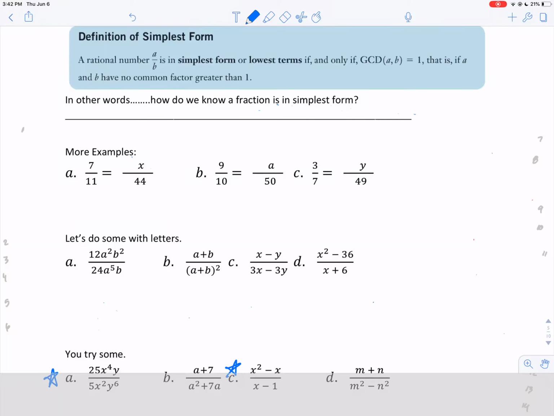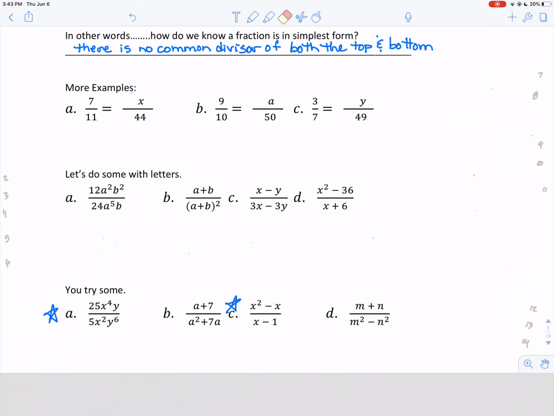In this video, we will reduce some fractions and I will show you a big trap. So first, let's talk about what simplest form is. If you remember, we know that a fraction is in simplest form if there is no common divisor of both the numerator and the denominator. So let's do a few that have letters in it.